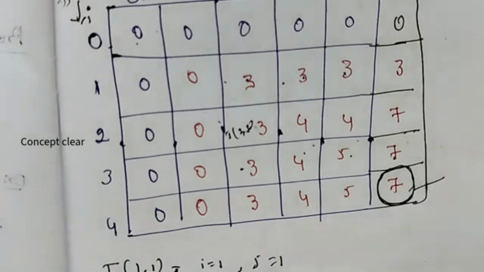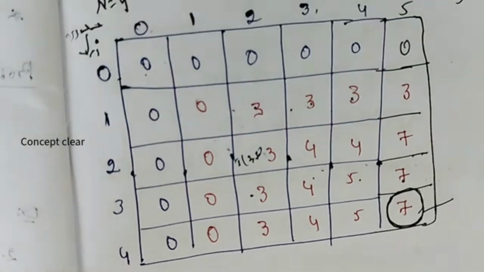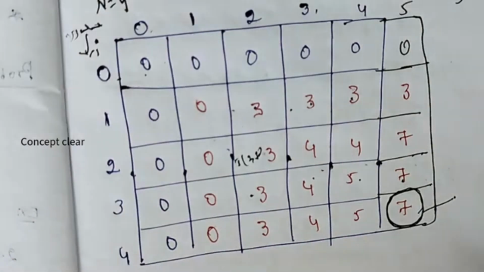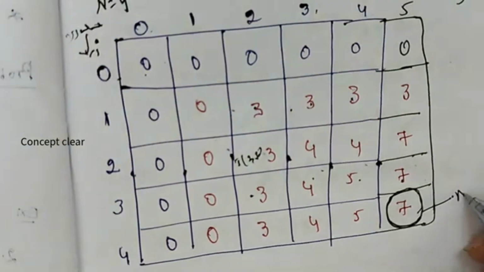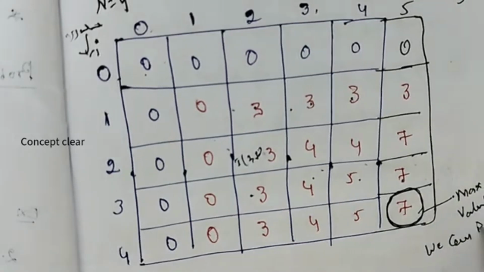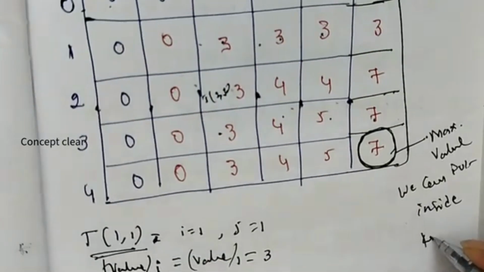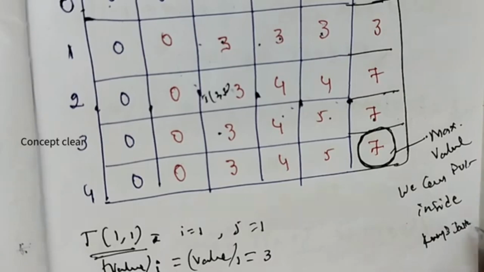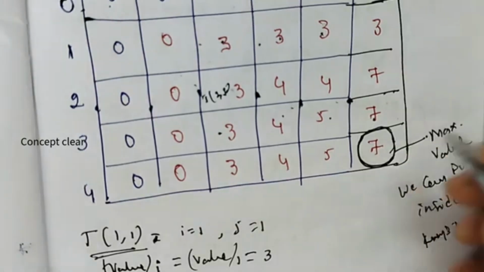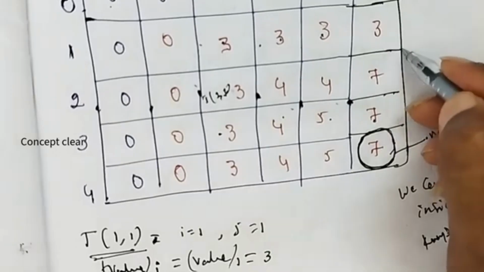Here the 7 represents the maximum possible value which we can put in the knapsack bag, according to all the items. It represents the maximum possible value we can put inside the knapsack. That means the maximum weight we can put inside the bag is 7. Okay, this is the maximum value.